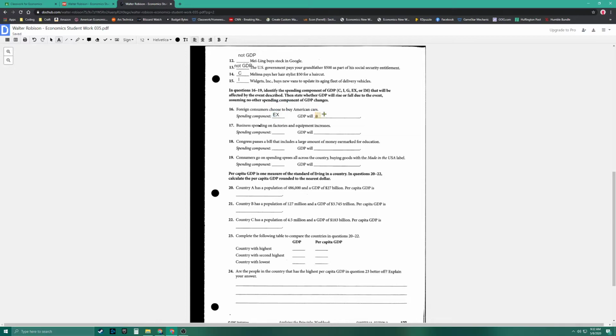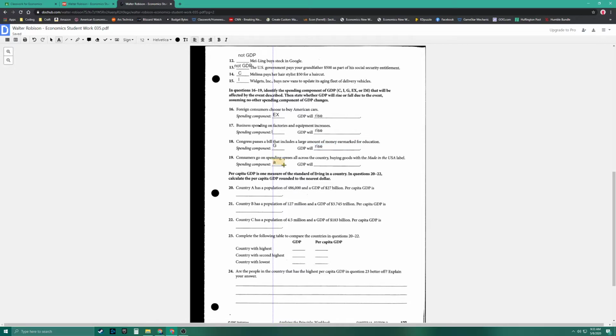And what should gross domestic product do? Well, if we're selling more of something, it should rise, right? Business spending on factories and equipment increases. So it's a factory. So that's an I. And if they're building more of them, it should rise. Congress passes a bill that includes a large amount of money earmarked for education. Okay. Now, it doesn't say like Social Security. It says education, right? So this is definitely a G. That part's easy. But this is not a transfer of payments. So this means if you're spending more money on something, GDP is going to rise.